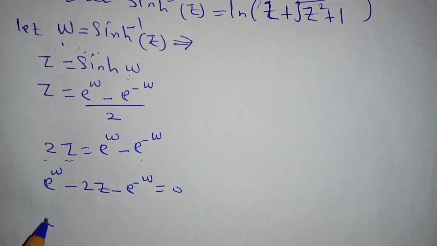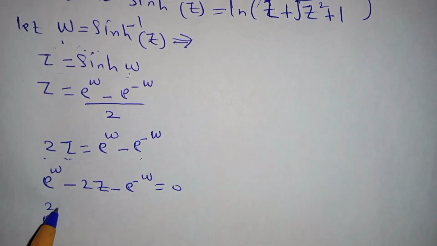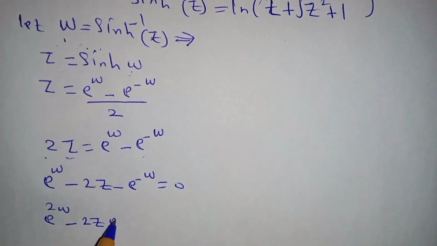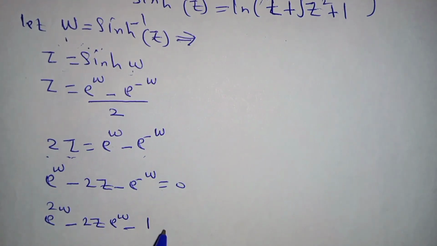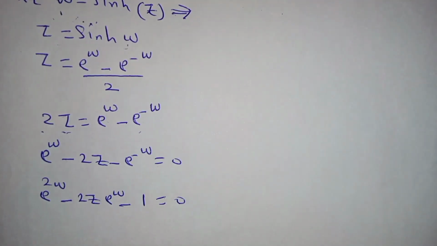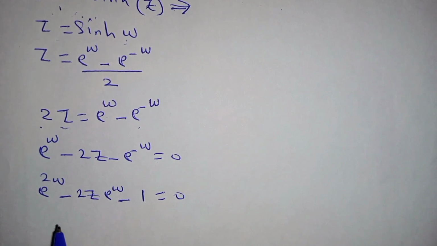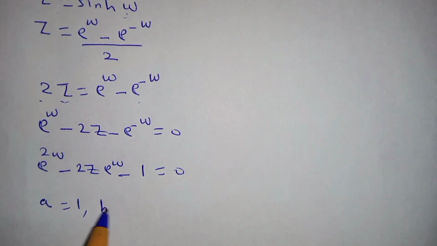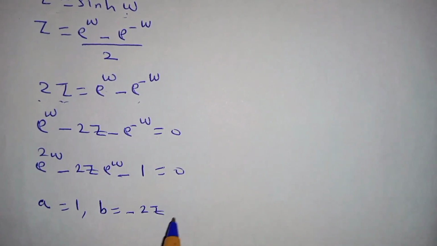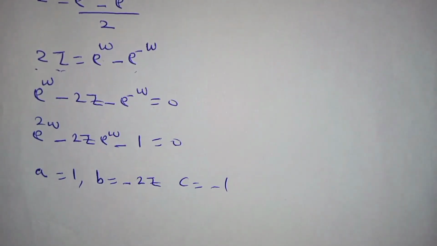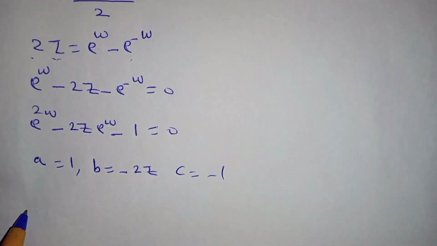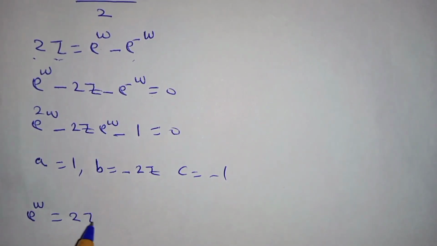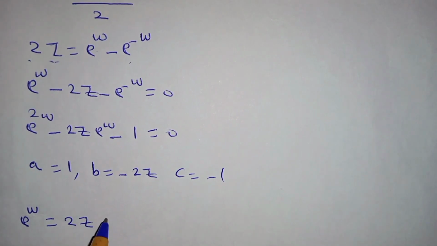Then you multiply by exponential w so that here you have exponential 2w minus 2z exponential w minus 1, which is equal to 0. When you look clearly at this expression, this is a quadratic equation whereby our a is equal to 1, our b is equal to negative 2z, and our c is equal to negative 1. So we are going to solve for exponential w by applying the quadratic formula, and we are going to obtain the following.